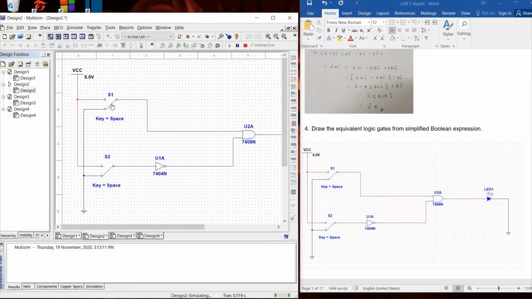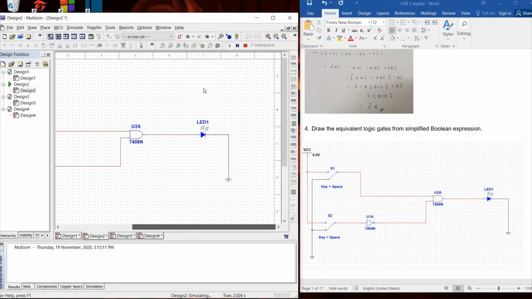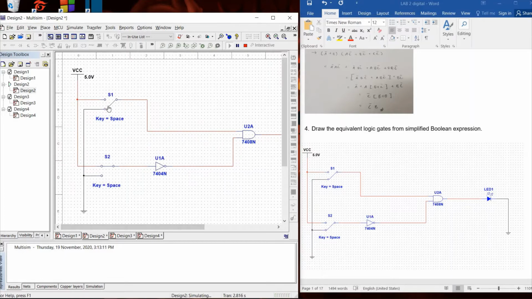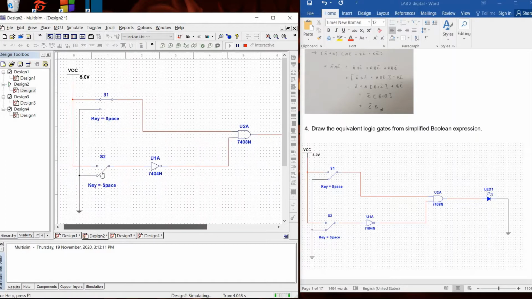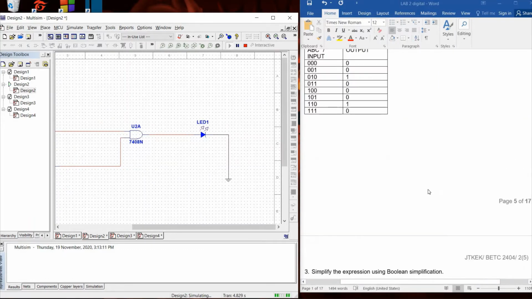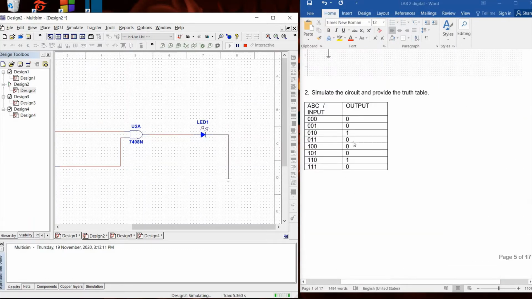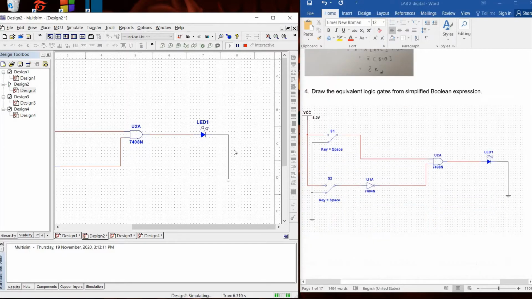As you can see, the first input is 0 0, and my output is also 0. When my input is 0 1, the output is also 0. When my input is 1 0, my output will be 1. When my input is 1 1, my output will be 0. This is exactly the same as before, because we just took the simplification from this Boolean expression.